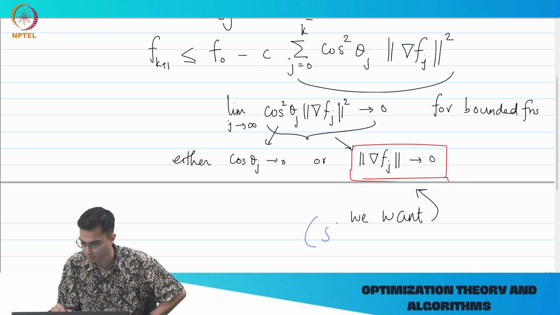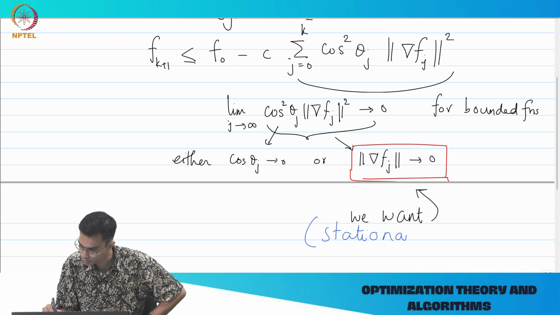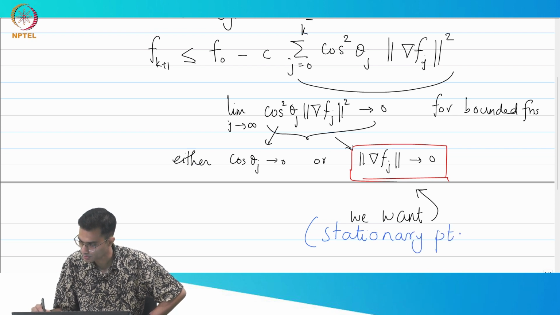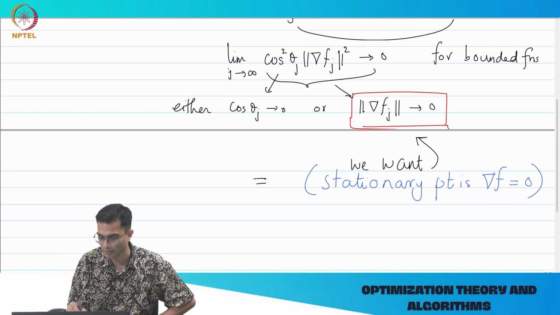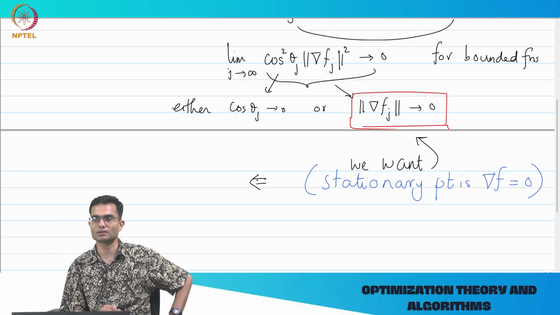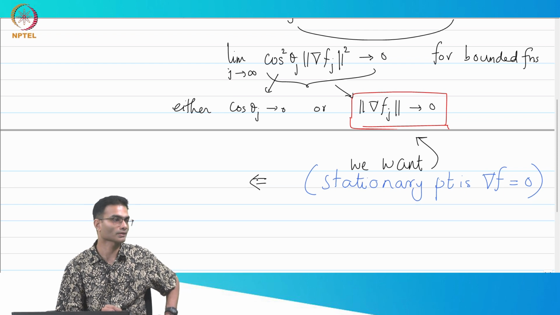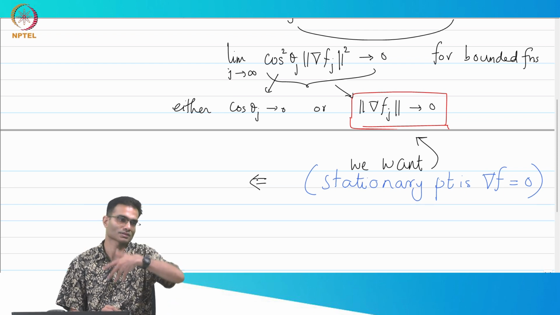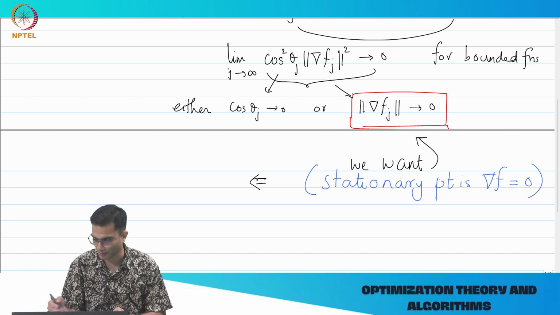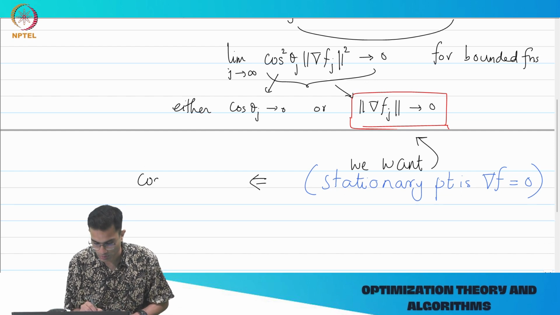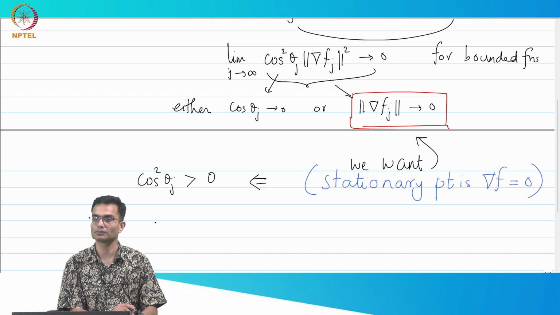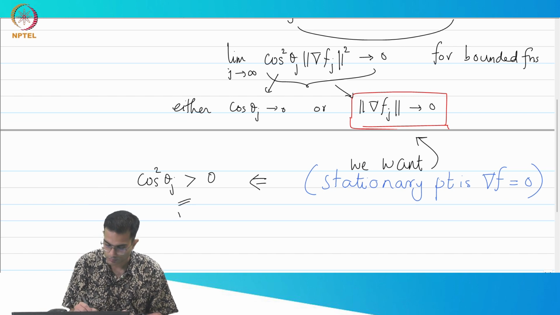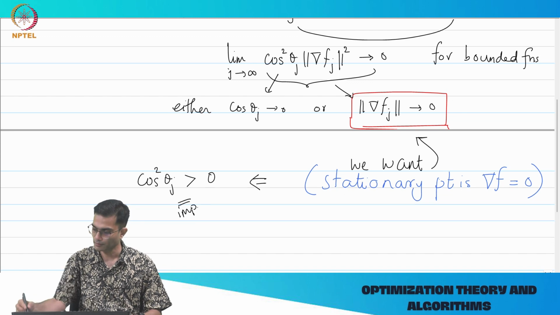Why? Because a stationary point is grad f equal to 0. This is why we want this. Straight away, the implication therefore is that this cos theta term has to be strictly greater than 0. Otherwise, it's getting multiplied by it, and my stationary point condition may not hold. So cos square theta j should be strictly greater than 0, okay? Not greater than or equal to, but strictly.